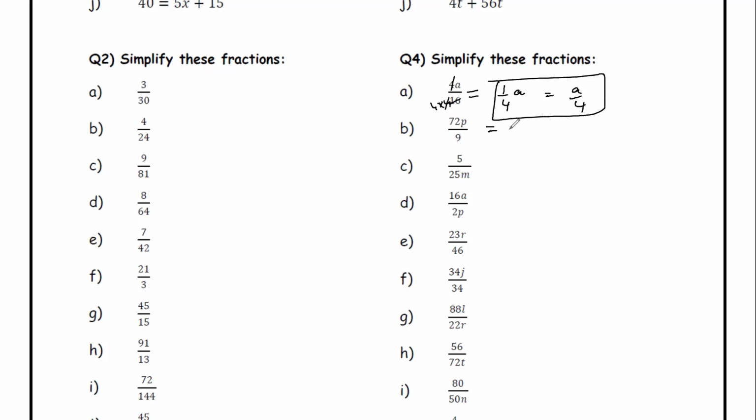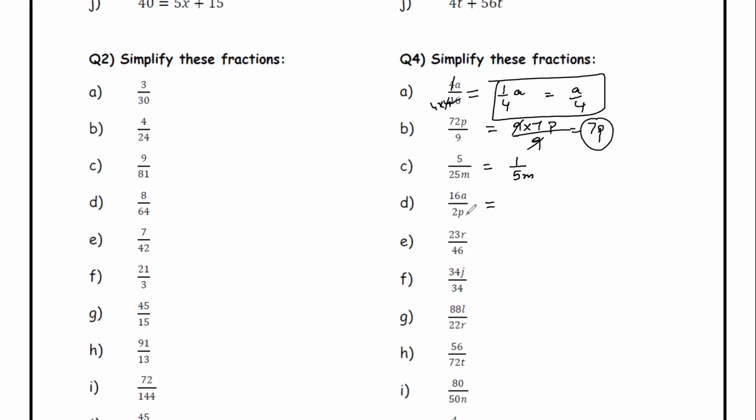Got it? And then 72 is 9 times 8. And then don't forget the p upon 9. 9 and 9 go, so it's 8p. Yeah? And then this is 1 over 5m. So this time the variable is at the bottom, so leave it at the bottom.